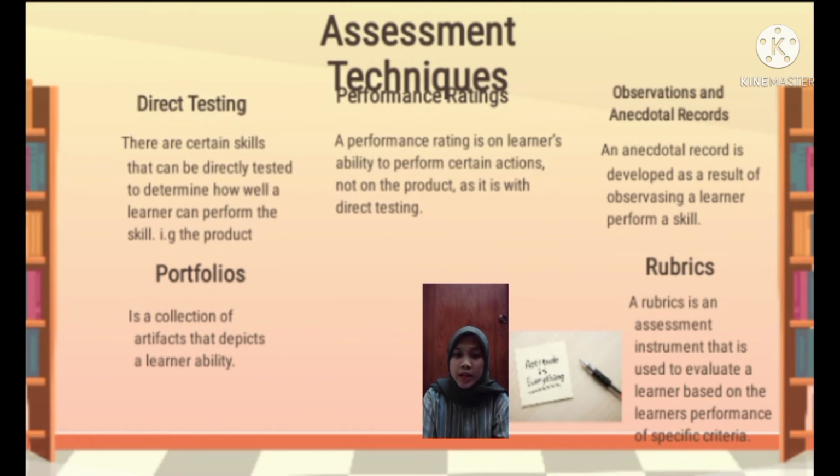Now, observation and anecdotal records are developed as a result of observing a learner perform a skill. Guidelines for the anecdotal record process: determine what skill the observation will focus on. This will help guide the observer during the observation. For example, observing a student teacher in her classroom.